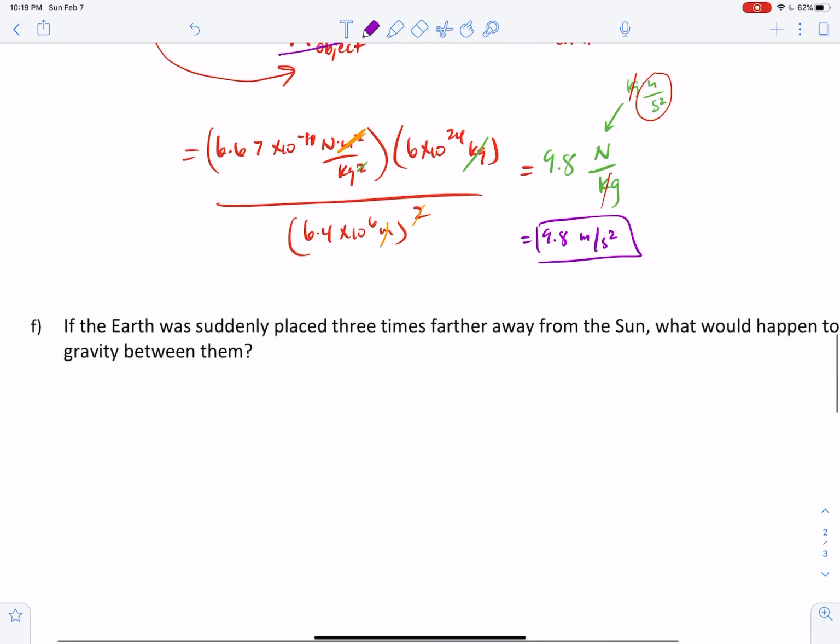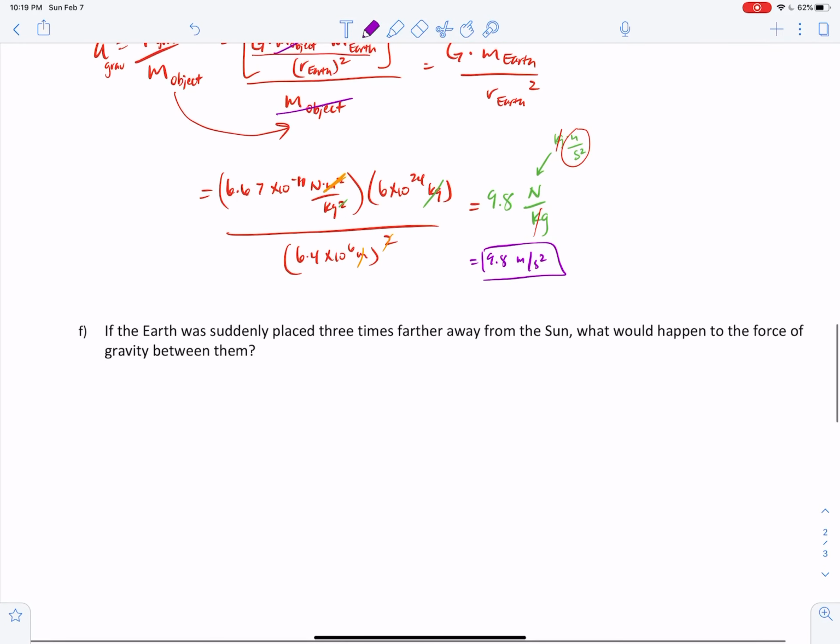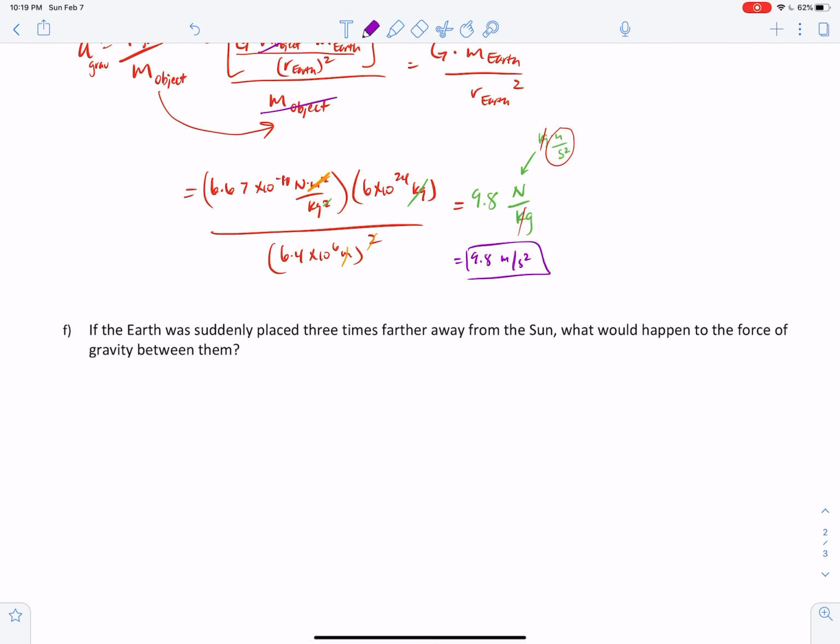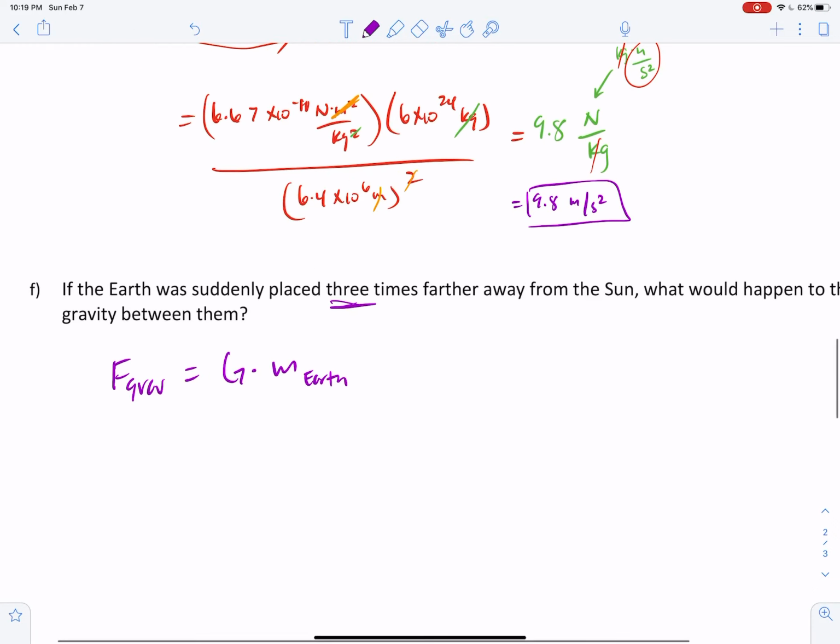Finishing this out, letter F. If the Earth was suddenly placed 3 times farther away from the sun, what would happen to the force of gravity between them? Well, check it out. The force of gravity between the Earth and the sun is big G times the mass of the Earth times the mass of the sun divided by the distance between them squared.